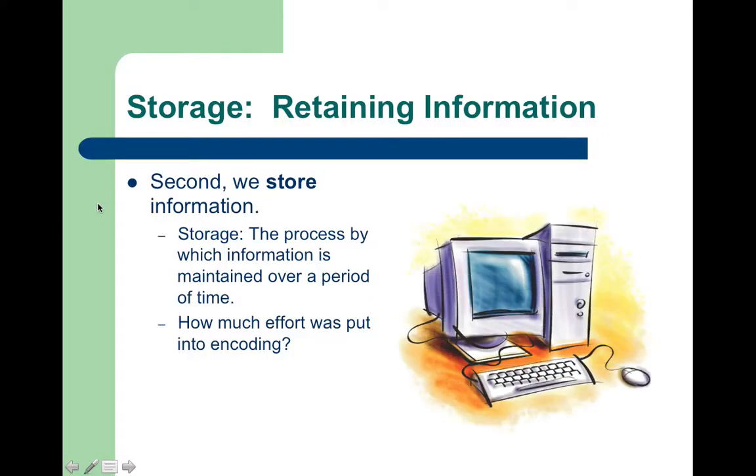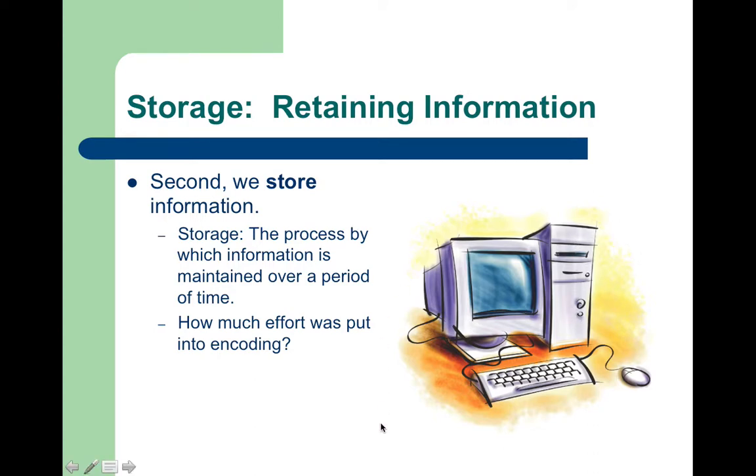All right, so today we are going to be looking at the second step in information processing, dealing with storage. When we first talked about this computer analogy, we used encoding, clickety click click click, to enter the information or the mouse into the computer. The second thing we talked about was storage, the process by which information is maintained over a period of time. And that happens in the computer's hard drive right here.